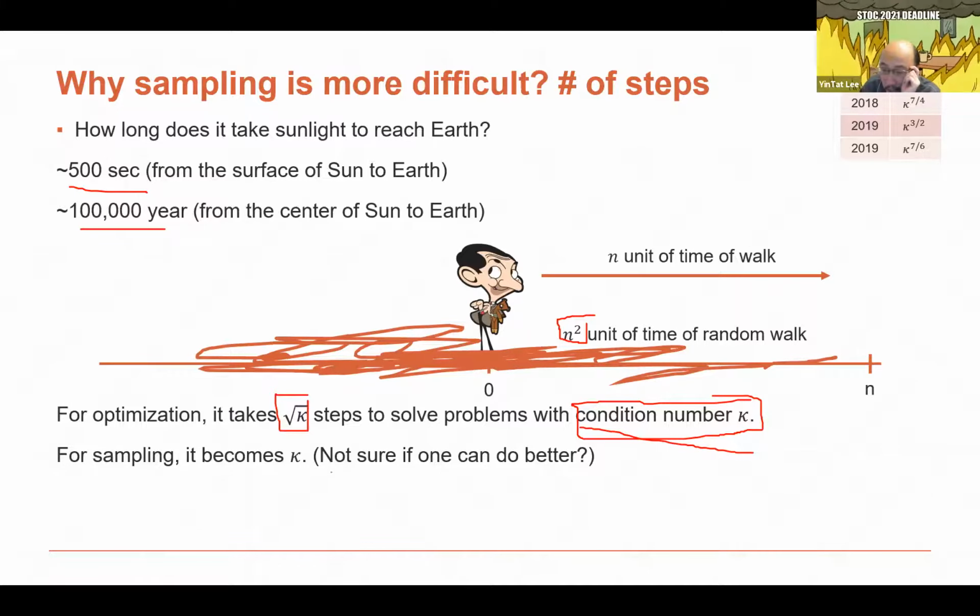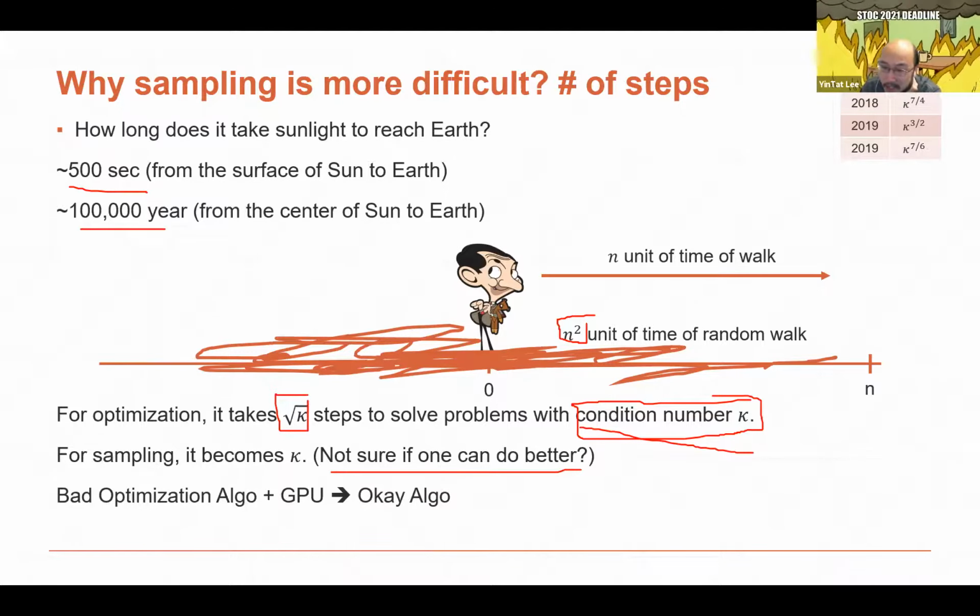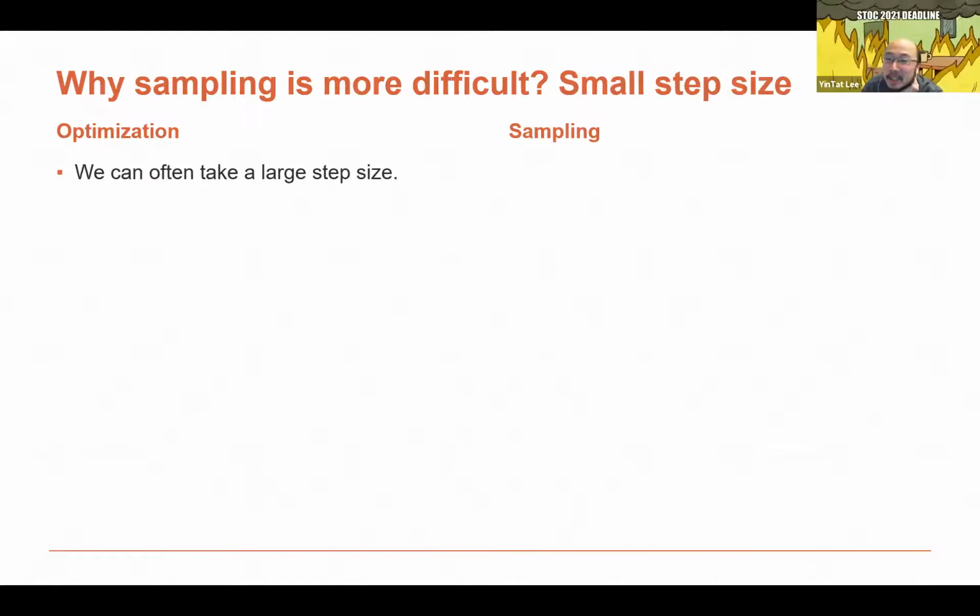This is not a lower bound. This analogy could be totally wrong. Maybe there is some smart algo of doing sampling beyond just doing Brownian motion. But one takeaway is I want to say a bad algo with a GPU could be a good algo for optimization, but a bad algo with a GPU for sampling could still be a bad algo because it's just too bad. Here is another reason sampling is difficult.